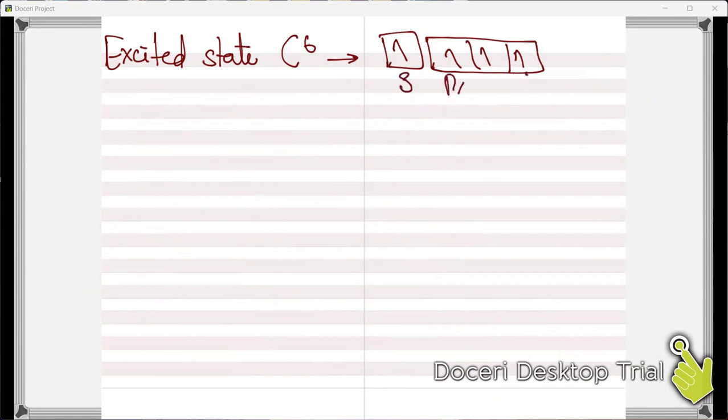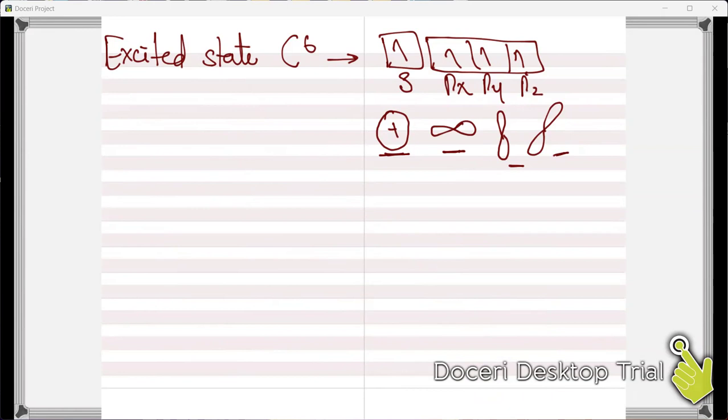So this is s, this is px, this is py, and this is pz. When we say s, s means this is spherical shape. When we say px, px means this. When we say py, py means this. When we say pz, pz is this. These orbitals are not only different from each other in shapes and angles, but also in energies. This one has a lower energy, this one has higher energy, this one has even higher energy, and this one has the highest energy.